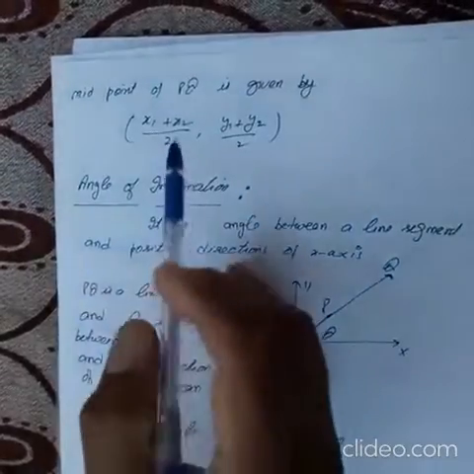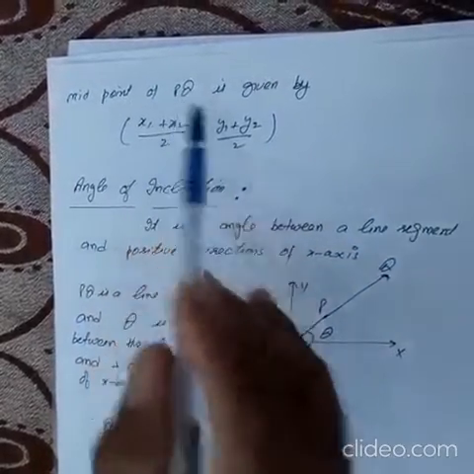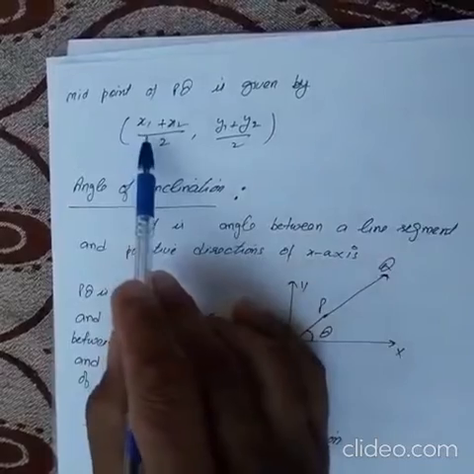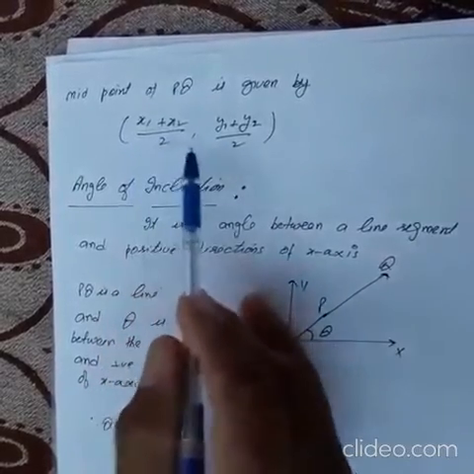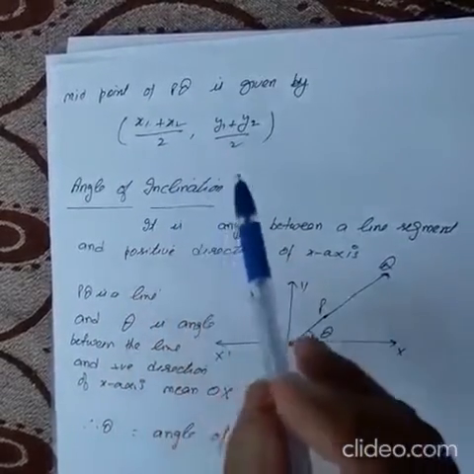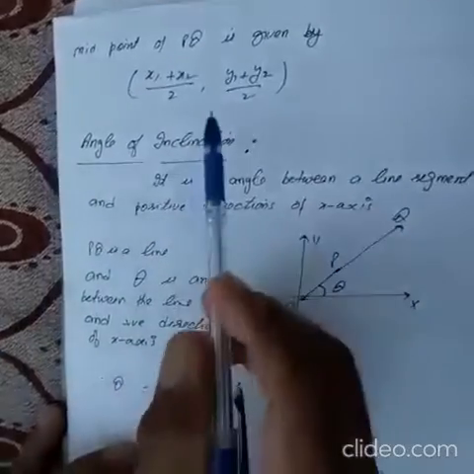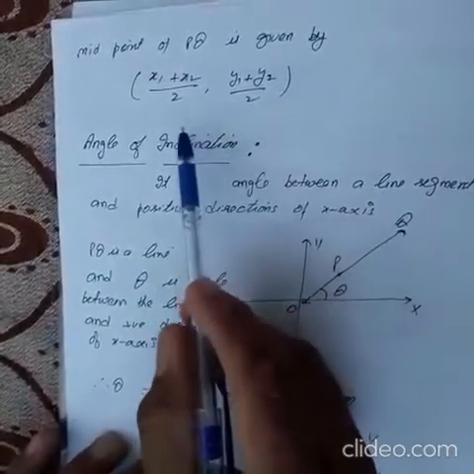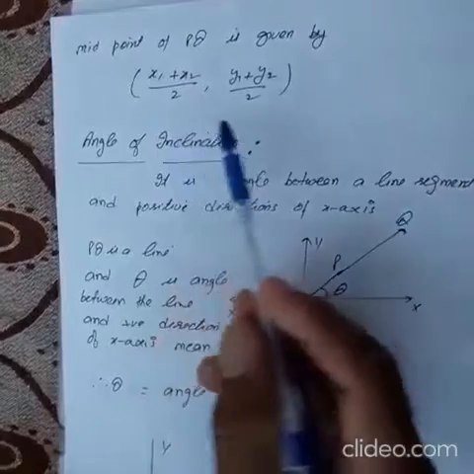Now using the section formula we can find the midpoint of PQ. That is (x1 plus x2) upon 2, (y1 plus y2) upon 2. So this was the revision of what we have done in class 10th.